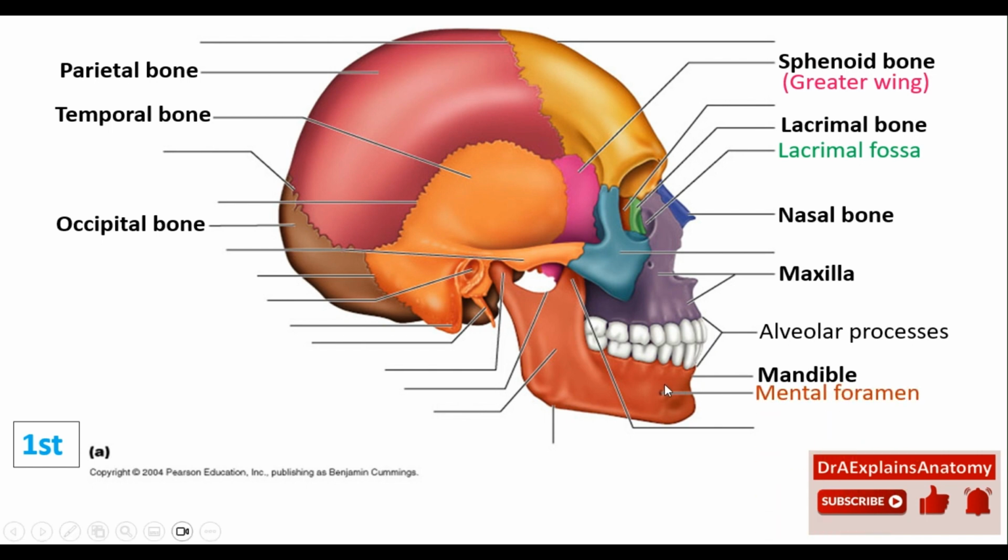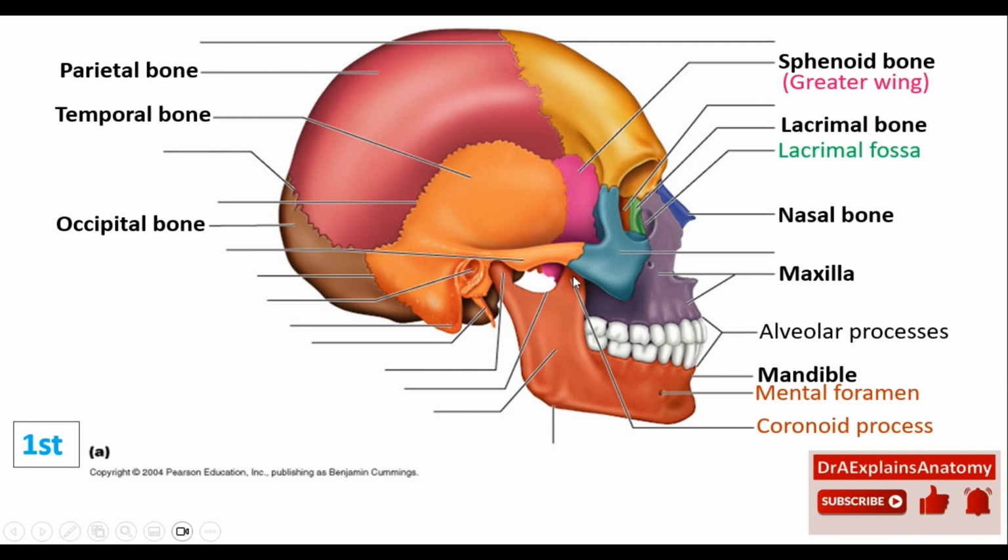This opening in the mandible is the mental foramen. So remember that we have two mental foramen, one on each side in the mandible. This part of the mandible is the coronoid process. Check out my video on the anatomy of the mandible to understand its structures.